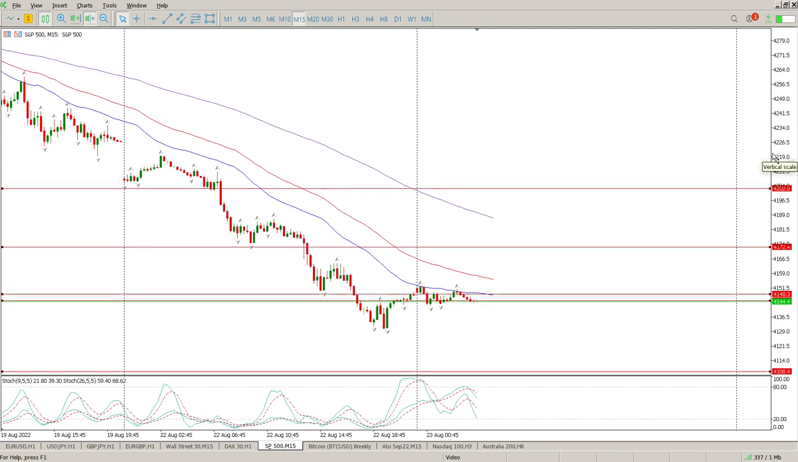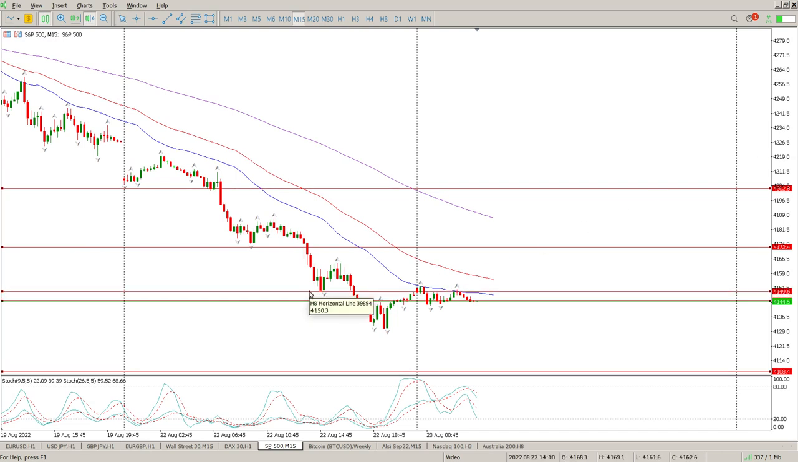Looking at the 15-minute, another pretty useless setup that's happening. We do have this area we've just rejected now, but look how tight this range is. It can go any way. So we're basically ranging between 41.50 and 41.45.